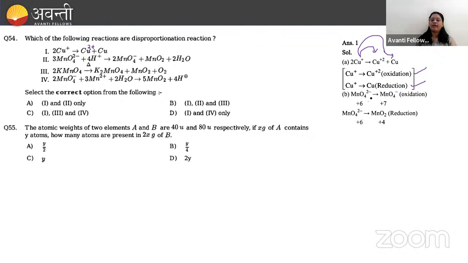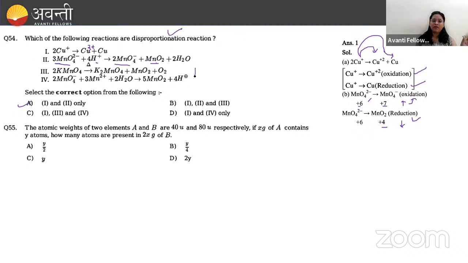Here you can see that MnO4 2-, on the reactant side, shows oxidation state +6. But when it reacts in presence of H+ ion, it forms MnO4-, in which the oxidation state of manganese is +7. An increase in oxidation state means oxidation. Simultaneously MnO2 is also forming, in which the oxidation state is +4. A decrease in oxidation state means reduction. So simultaneous oxidation as well as reduction is taking place. That's why these two reactions are disproportionation reactions. So 1 and 2 is the answer here. Option A is correct.